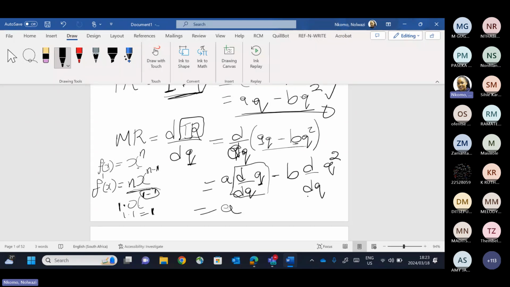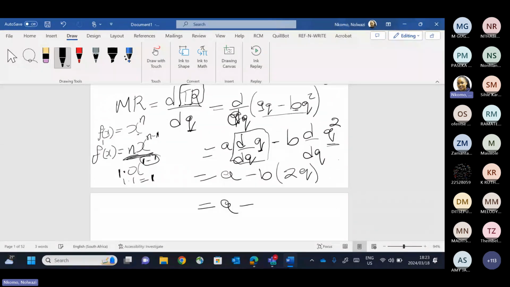Then we differentiate this. We have Q squared. Again, you use the power rule here. Where there is n, just substitute n with 2. So this means you'll have minus B times 2Q. If you simplify this further, you'll have A minus 2BQ. And this would be your marginal revenue function.